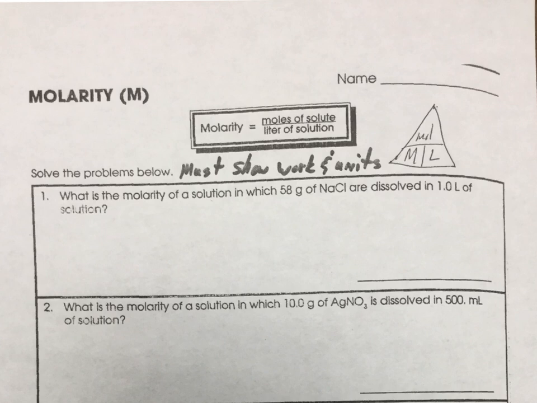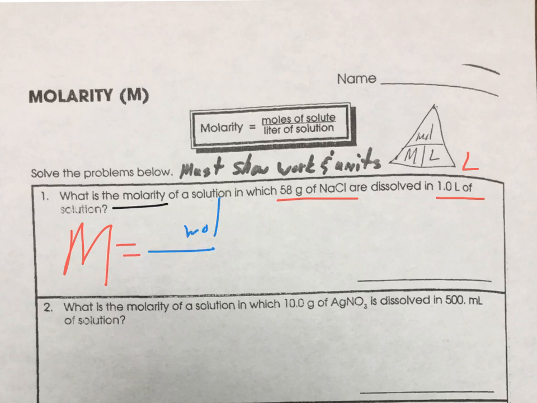You're looking for molarity, right? What are they giving you? 158 grams. And 1 liter. So here I have my liters. Since I'm looking for molarity, cover that M. What's my formula? Moles divided by liters, because I'm looking for molarity, right? So it's moles divided by liters.